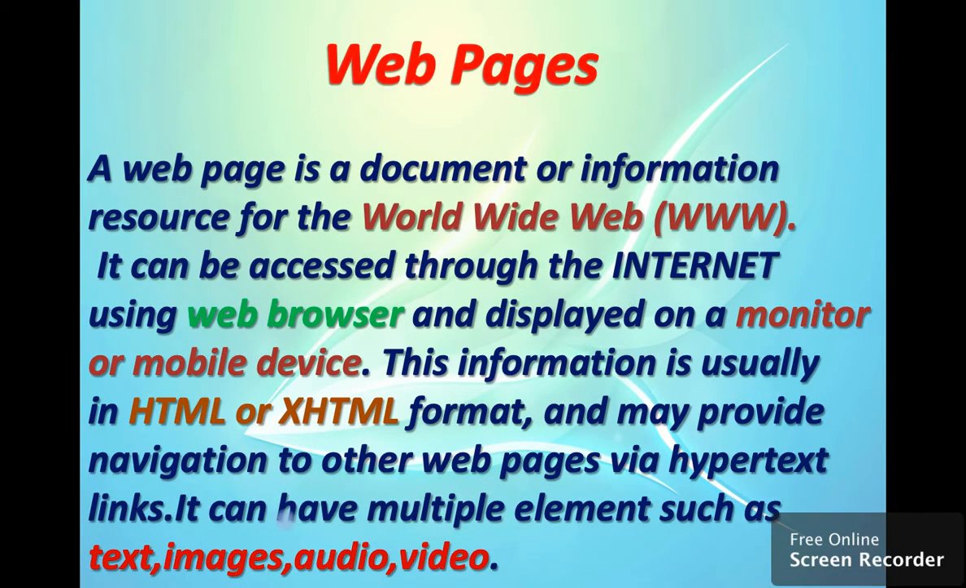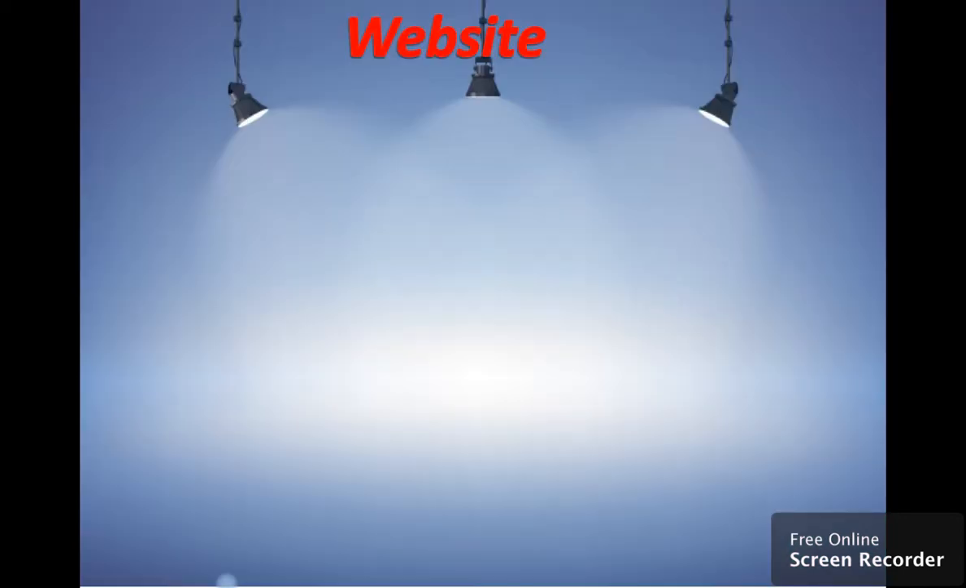What is a web page? A web page is a document or information resource for the World Wide Web, WWW. It can be accessed through the internet using a web browser and displayed on a monitor or a mobile device. This information is usually in HTML or XHTML format and may provide navigation to other web pages via hypertext links. It can have multiple elements such as text, image, audio, and video.